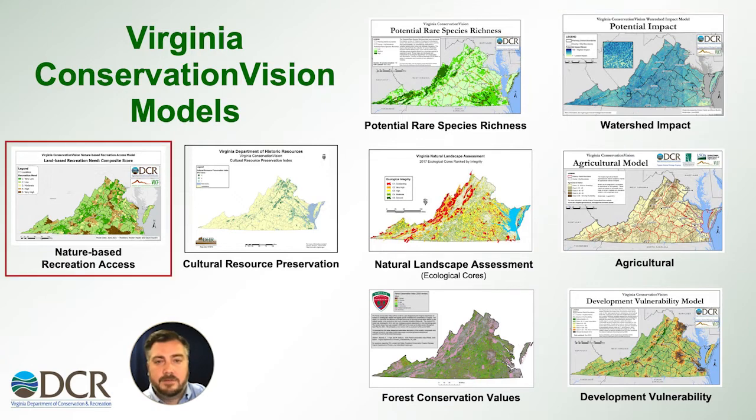The Nature-Based Recreation Access Model quantifies the availability of opportunities for nature-based recreation on Virginia's public lands and waters, and identifies areas where more opportunities are needed. The model is broken out into land and water-based recreation needs, which include metrics such as travel time to the resources, size of the resource or access points to the resource, activities offered, and current recreation pressure.